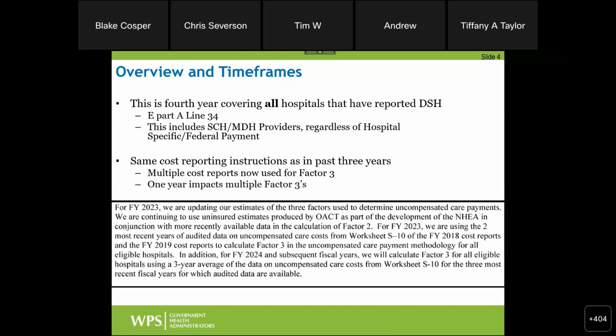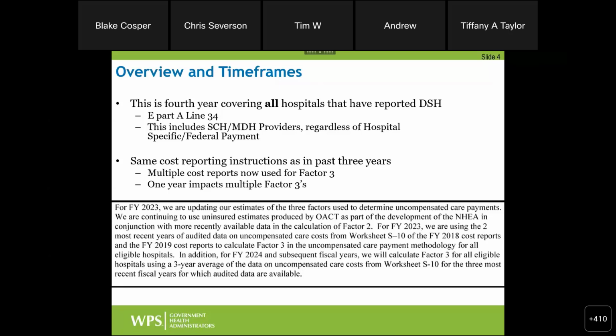Data from multiple cost reports averaged to calculate a factor 3 for that DISH uncompensated care payment. Whereas in the past, it was always, well, I shouldn't say always, for the past few years, it's been 1 year calculates 1 year's factor. Now, what this basically means is every audit that we perform, we know is going to impact possibly up to 3 years of factor 3 calculations in the future. So that's one thing to keep in mind.